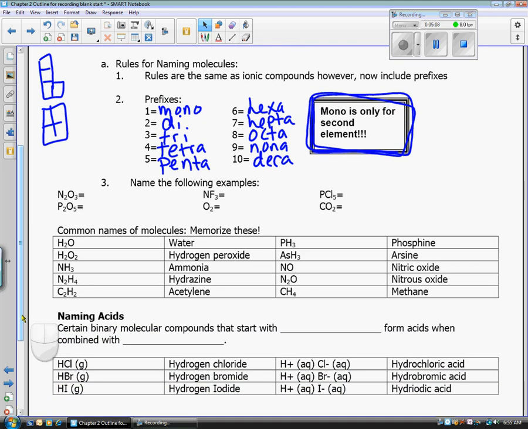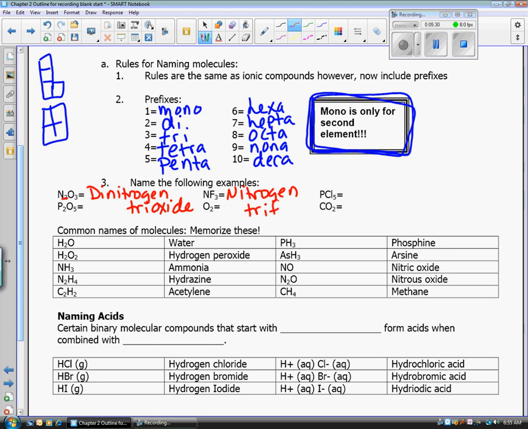So let's say we have N2O3. I have two nitrogens, so dinitrogen. I have three oxygens, trioxide. So I still take the first word, I still add IDE to the end of the second word. NF3, nitrogen. Remember, we don't start with mono. Trifluoride.